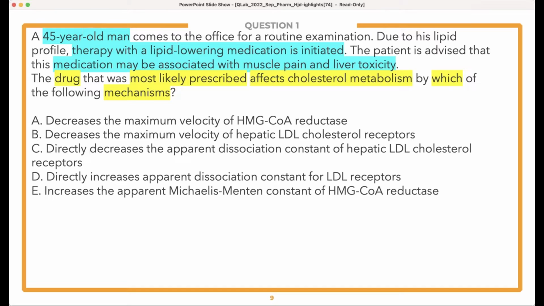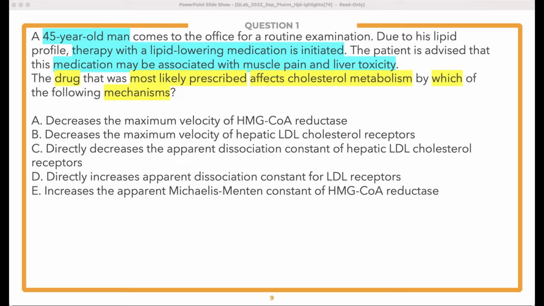E increases the apparent Michaelis-Menten constant of HMG-CoA reductase. D directly increases apparent dissociation constant for LDL receptors. C directly decreases the apparent dissociation constant of hepatic LDL cholesterol receptors. B decreases the maximum velocity of hepatic LDL cholesterol receptors. And A decreases the maximum velocity of HMG-CoA reductase. So we're going to go ahead and open up that poll. Go ahead and select what you think is the best answer here, and we'll talk about it in just a few seconds. And I'll go ahead and read a couple of those answer choices to you again.